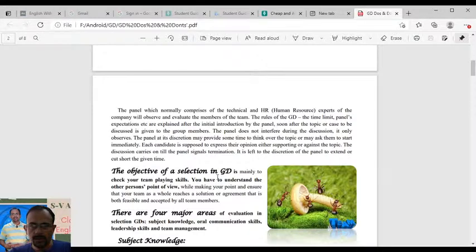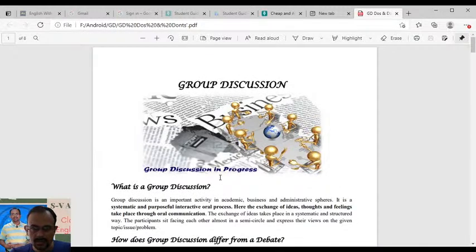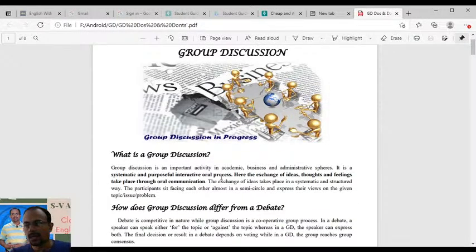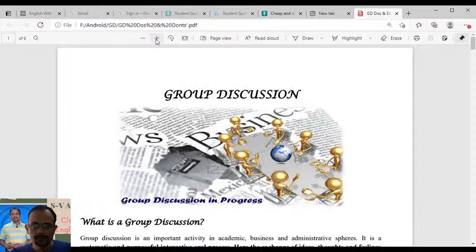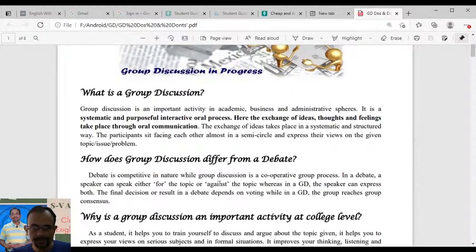Why not today we study group discussion? What is group discussion all about? And what are the do's and don'ts of group discussion? So, dear students, let's study group discussion today. What are the formalities and requirements, what we are supposed to do, and what we are not supposed to do in participating in a group discussion? So let's see what happens.